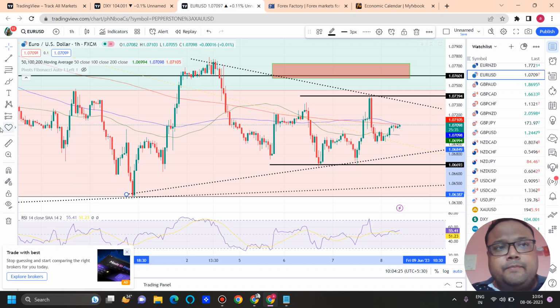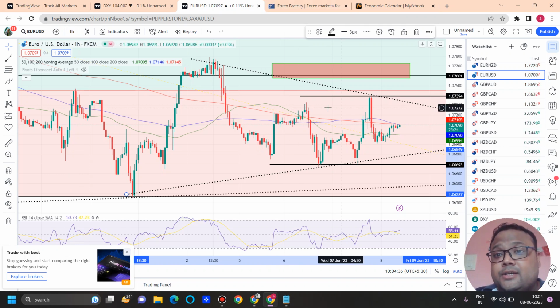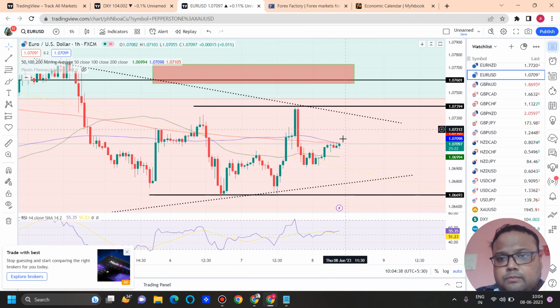So I have switched to the hourly time frame here. You can see that unlike other videos, I'm not using the 4-hour time frame because I'll be using the 1 hour time frame only to understand the chart better. First of all, Euro USD is standing at 1.0709.